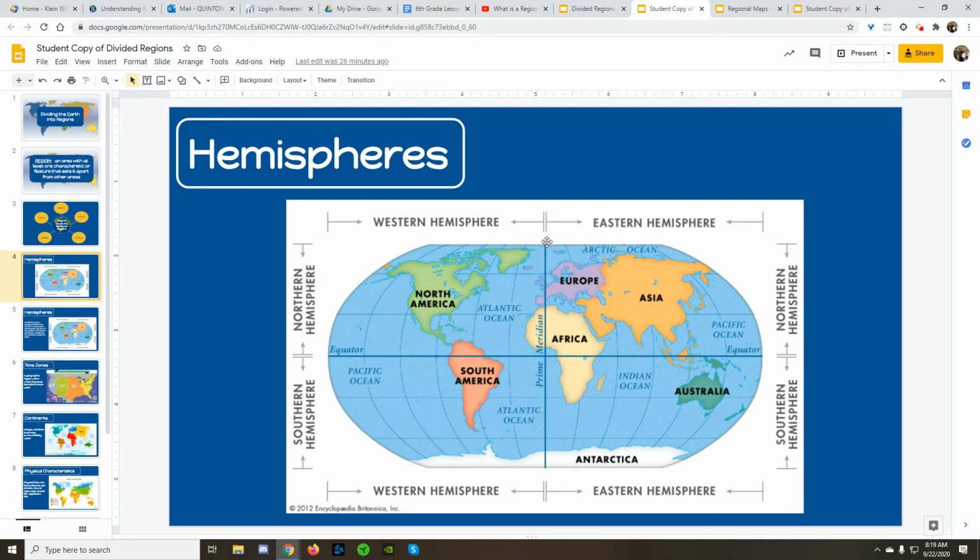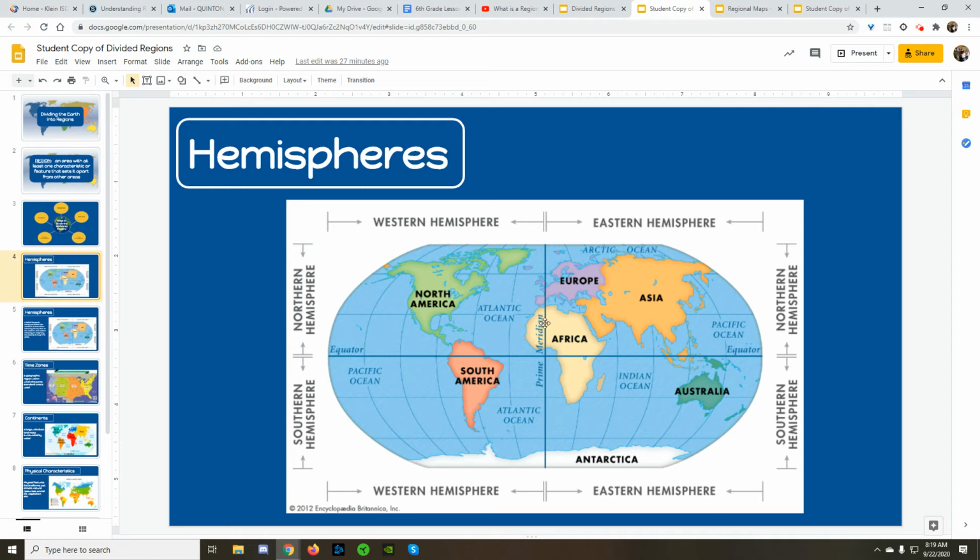Here, if we remember our compass, north, east, south, west, never eat soggy waffles. Or, if you're Christmassy, never enter Santa's workshop. This will help you to determine how you can find your hemispheres. We use the big dividing line of the prime meridian going north and south and the equator going east and west to divide the world into their hemispheres.